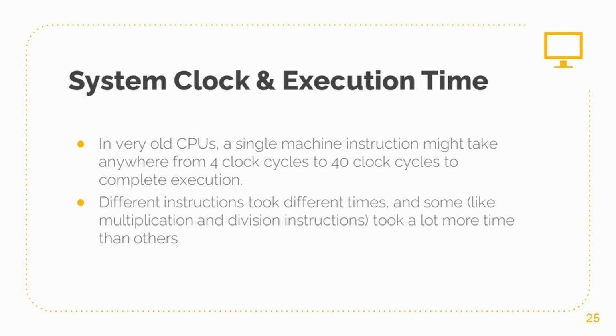As CPU technology advanced, designers developed techniques to reduce instruction latency and improve overall performance. These advancements include techniques such as pipelining, superscalar execution, out-of-order execution, and faster memory access, which have helped reduce the variability in instruction execution times and improve the overall efficiency of modern CPUs.